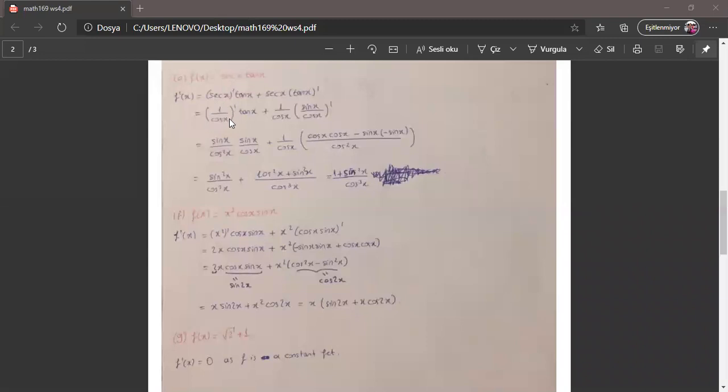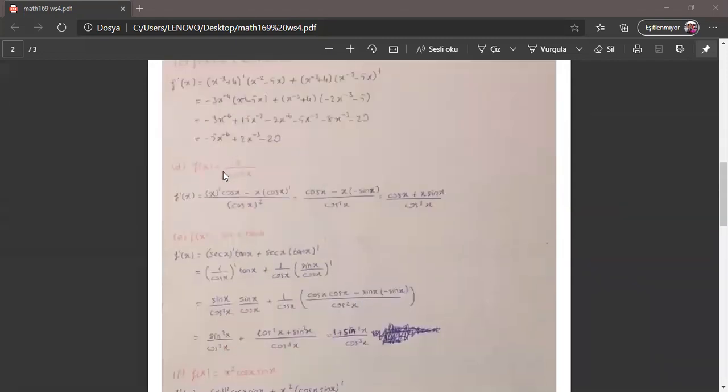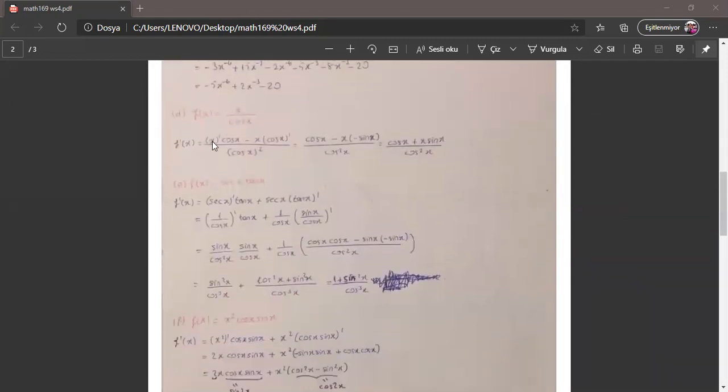So what's the derivative of this? It is sine x over cosine x, as we did there. You just, instead of x, have 1, okay? And we have tangent here, which is sine over cosine, plus 1 over cosine x times this one's derivative, which is the first one's derivative, cosine x, times the second one, cosine x, minus the first one, sine x, times the second one's derivative, which is minus sine x, over cosine squared.